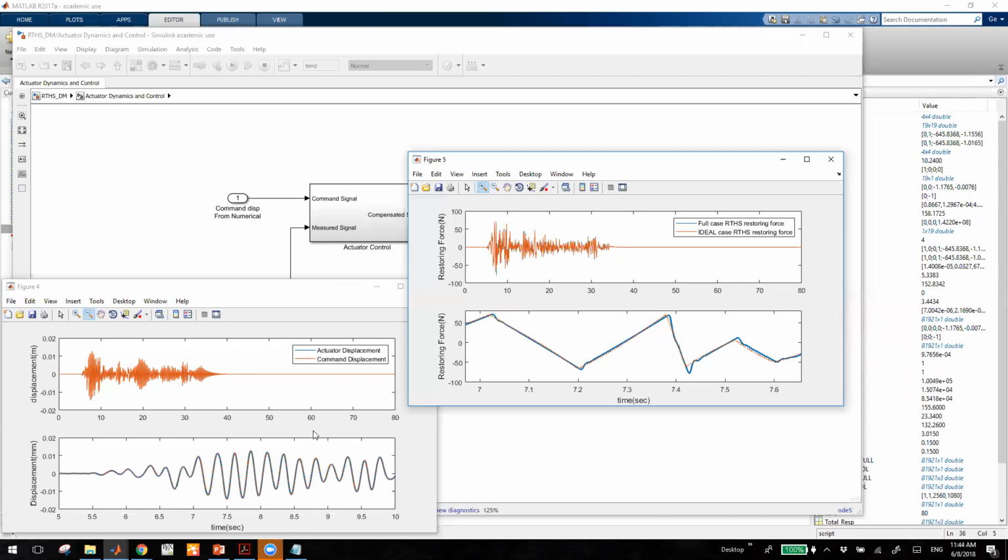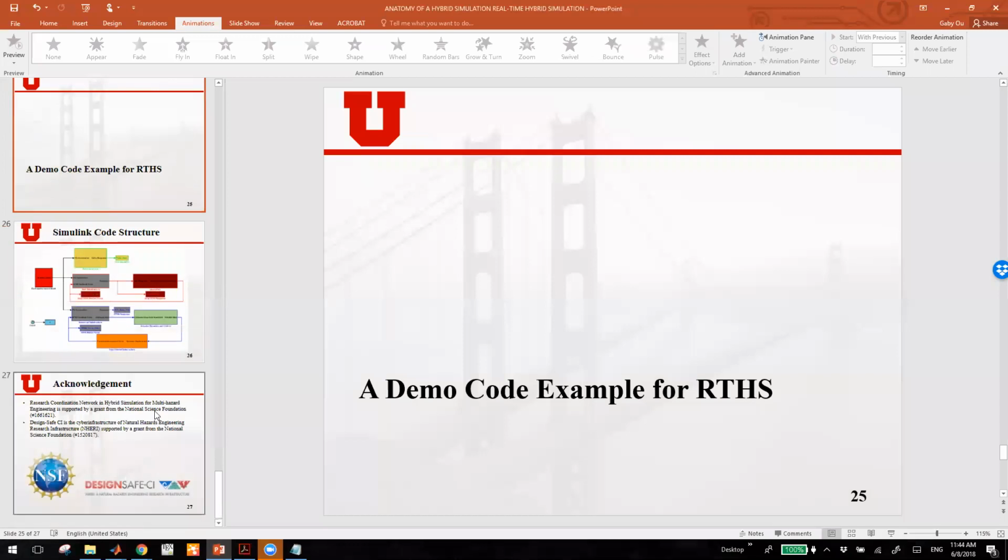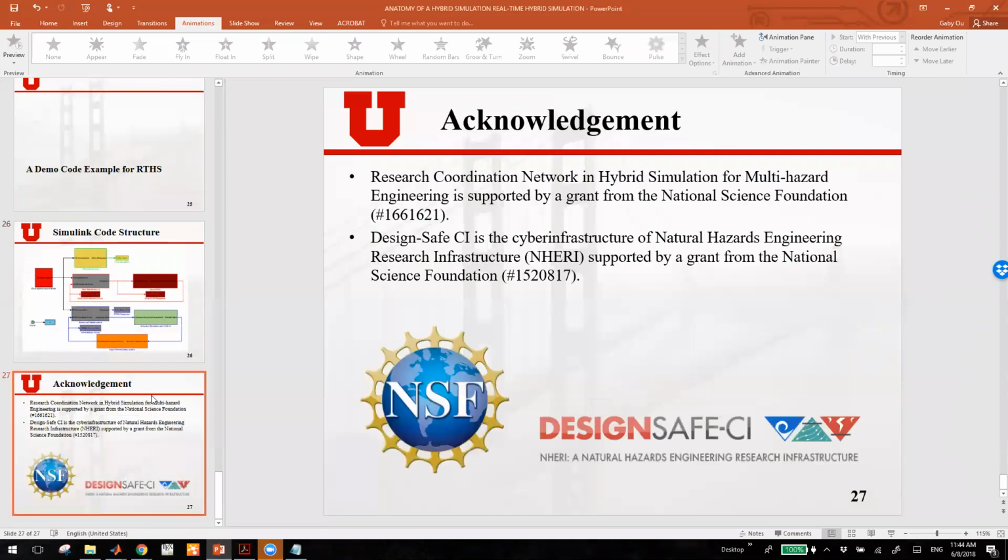So with the conclusion using the demo code, I think today you should be able to have a basic understanding about what is hybrid simulation and what is real-time hybrid simulation and what is their difference, and also what is the typical or example setup of hardware and software, not everybody uses it, but they use it in the research field, and also the effect of actuator dynamics and actuator controller in real-time hybrid simulation tests.